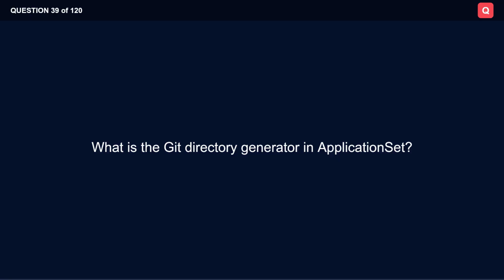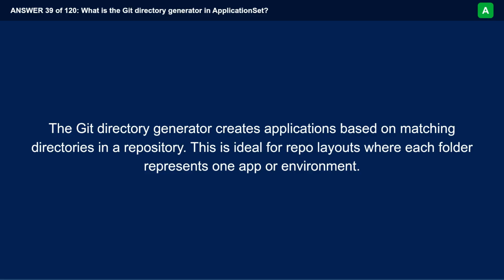What is the Git directory generator in ApplicationSet? The Git directory generator creates applications based on matching directories in a repository. This is ideal for repo layouts where each folder represents one app or environment.